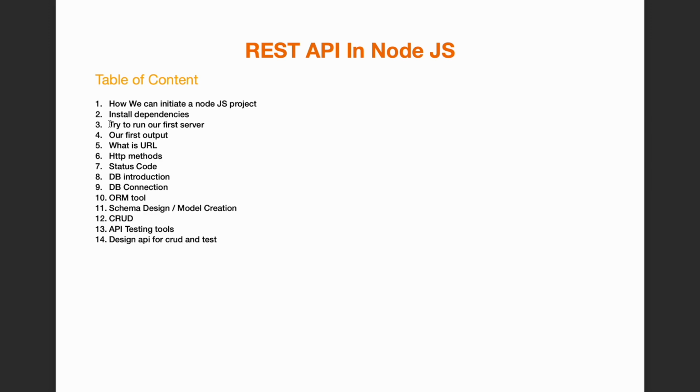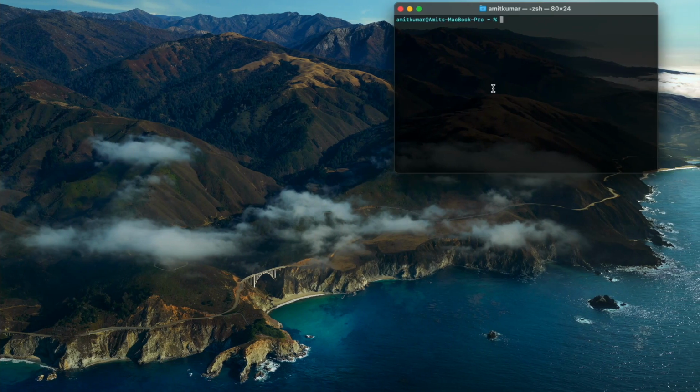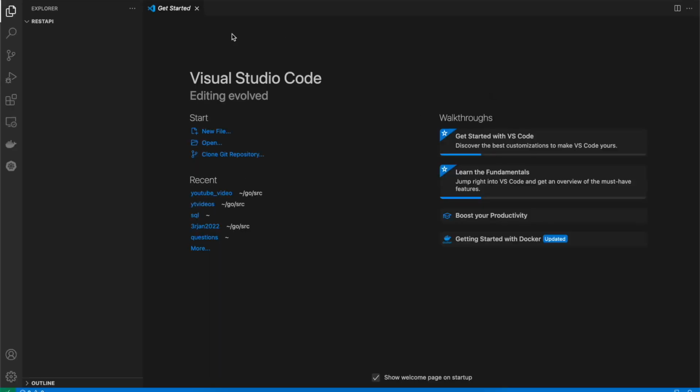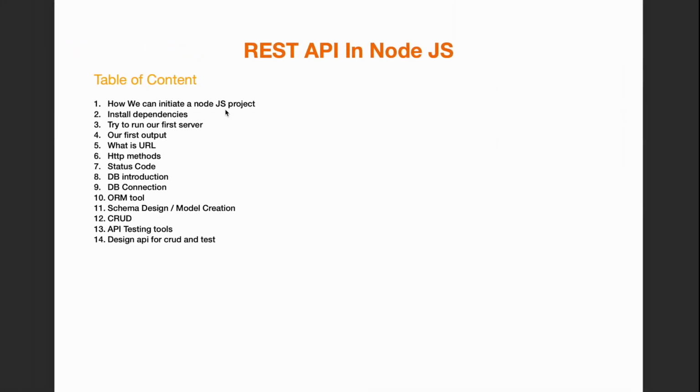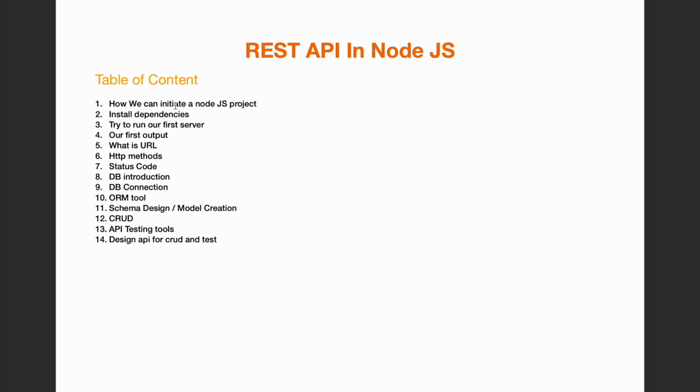So let's get started. What I can do, I am creating a folder with the name REST API, and it's created, and I am going into that particular folder and opening it with Visual Studio Code. I am using Visual Studio Code for the development. You can use any text editor or any IDE for the development purpose. So we can see the first process is we need to initiate the Node.js project.